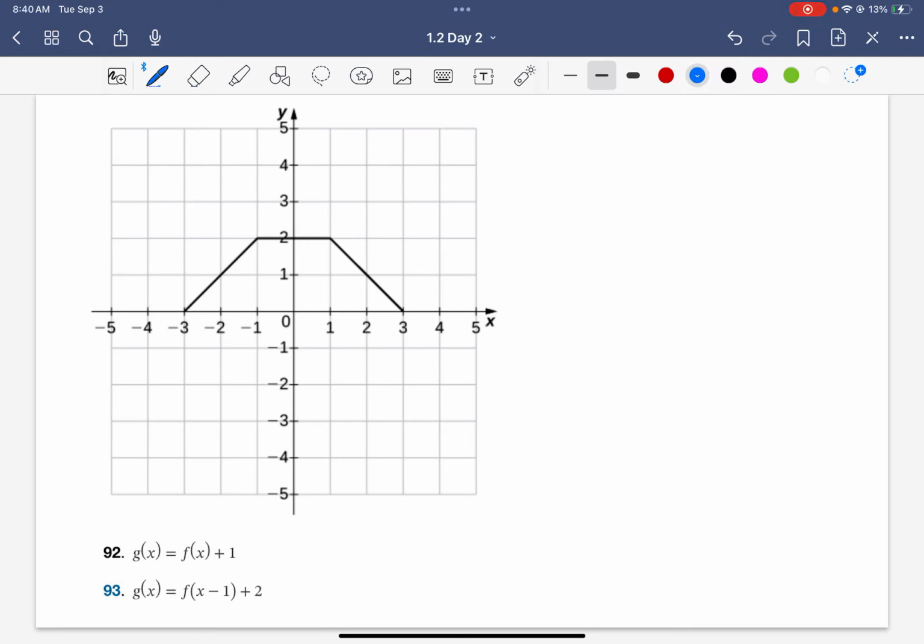Okay, homework 1.2, day 2, starting with number 93. It asks us to graph this function: if f is our original, graph the transformed function g. We're going to make a note: we're always going to work inside out. So you want to start on the inside and work your way out.